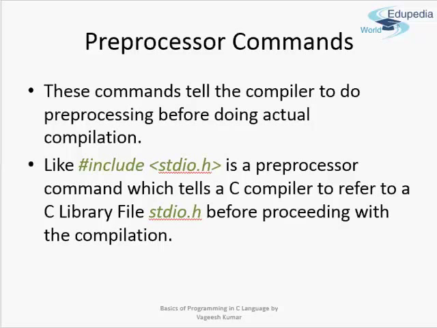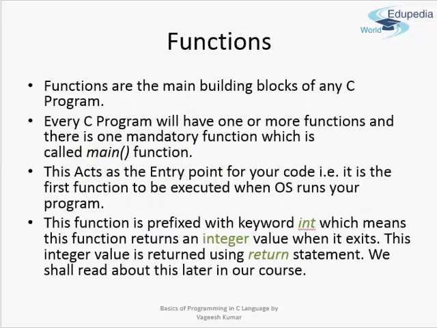Okay, so we go ahead, and this is functions. Okay, functions are the main building blocks of any C program. Every C program will have one or more functions, and the main function is a mandatory function for any C program. The main function must be there because this acts as the entry point for your code. That is, your compiler will make your program in such a way that the first line of the main program becomes the first instruction of your program. Okay, so when your OS runs your program, it will straight away go to the first line of the main program, and if the main program is not there, the compiler will give you an error.